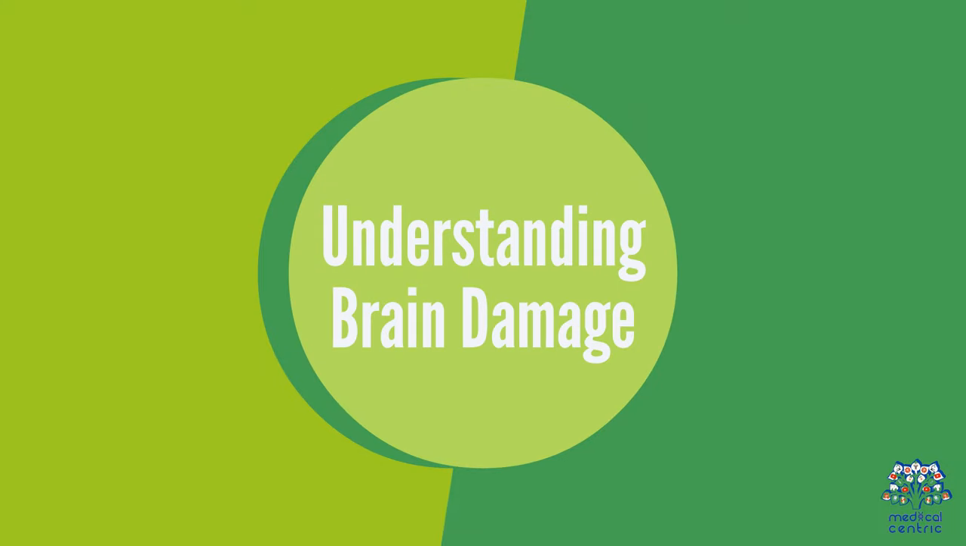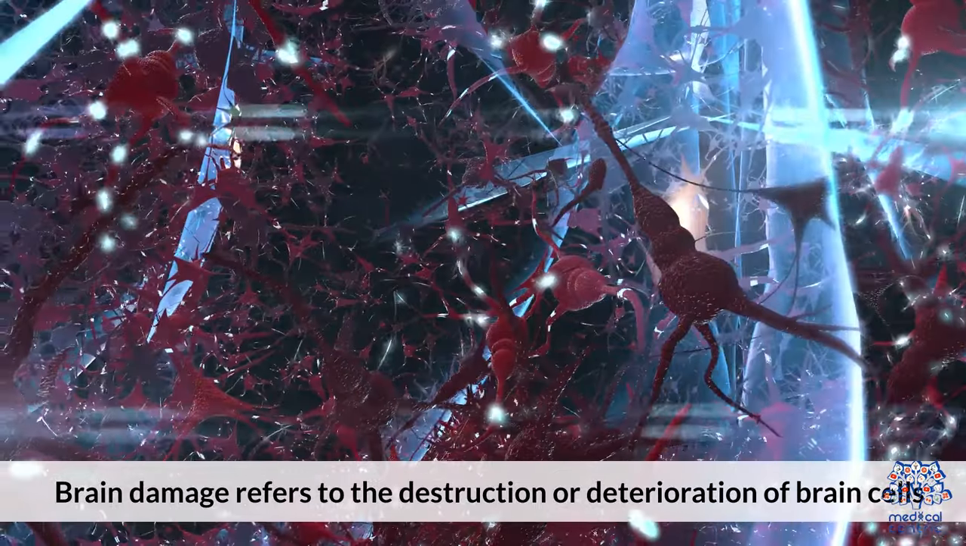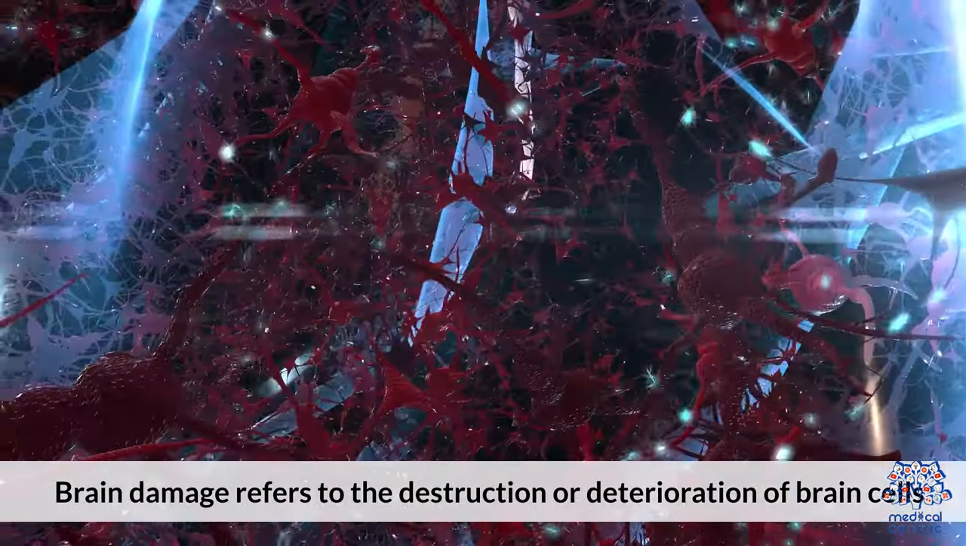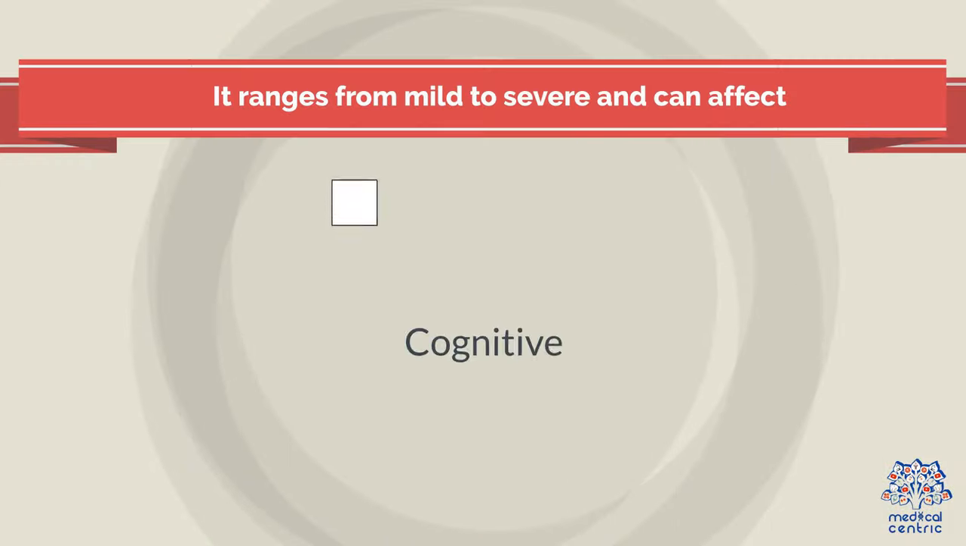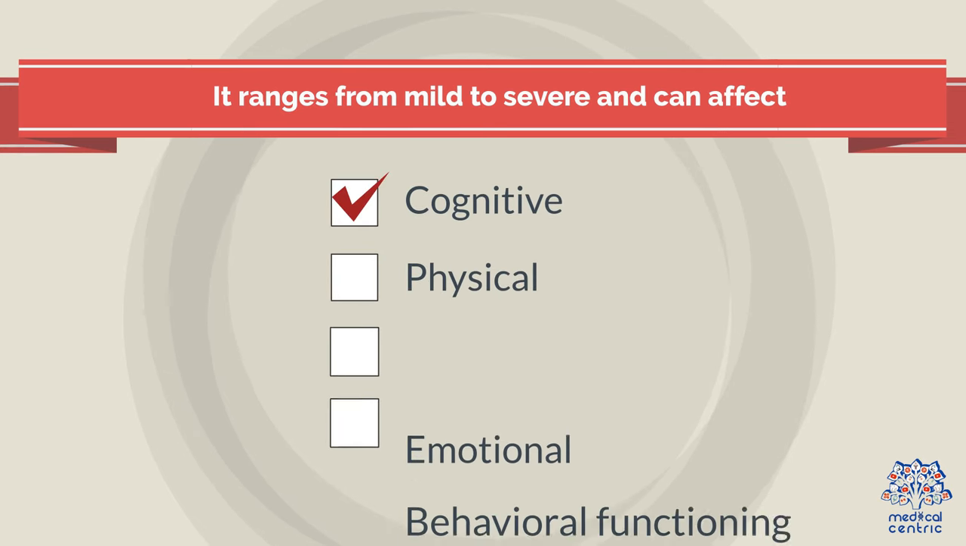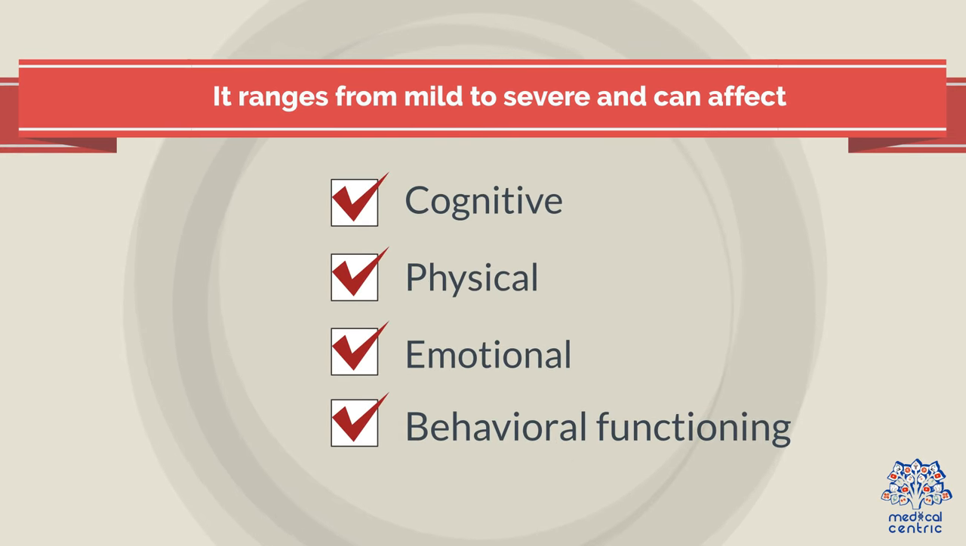1. Understanding brain damage. Brain damage refers to the destruction or deterioration of brain cells. It ranges from mild to severe and can affect cognitive, physical, emotional, and behavioral functioning.